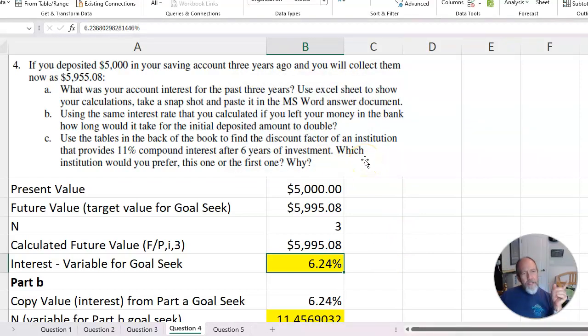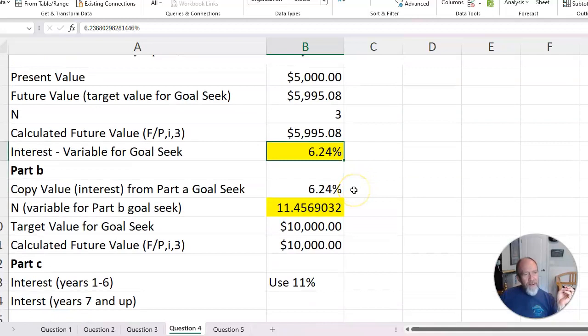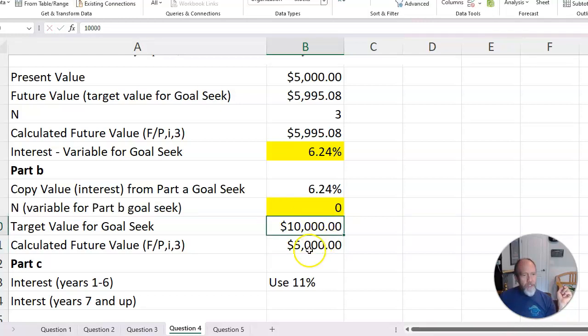Okay, using the same interest rate that you calculated if you left your money in the bank, how long would it take for the initial deposit to double? All right. Well, we got another goal seek. So this is now the interest rate. Okay, this is now the variable, and we want this target value, but you have to have a calculation cell. So the calculation cell is going to be, now if I change this to 0, that number is going to go back to 5,000 because that's what we started with.